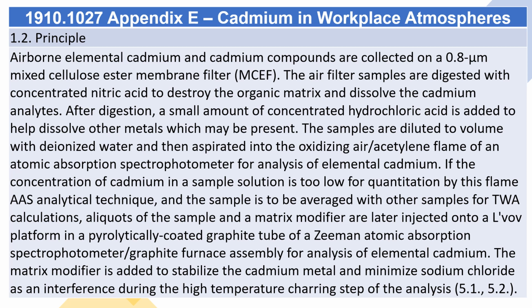If the concentration of cadmium in a sample solution is too low for quantitation by this flame AAS analytical technique, and the sample is to be averaged with other samples for TWA calculations, aliquots of the sample and a matrix modifier are later injected onto a L'vov platform in a pyrolytically coated graphite tube of a Zeeman atomic absorption spectrophotometer/graphite furnace assembly for analysis of elemental cadmium. The matrix modifier is added to stabilize the cadmium metal and minimize sodium chloride as an interference during the high temperature charring step of the analysis. 5.1, 5.2.